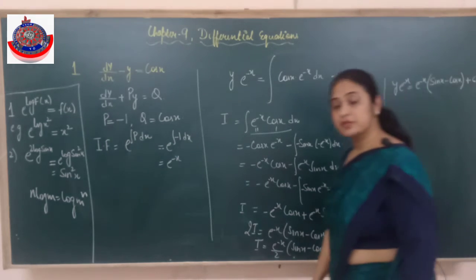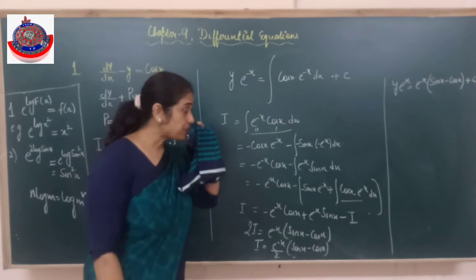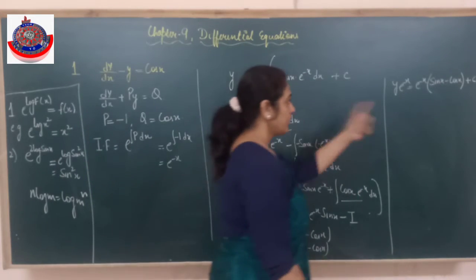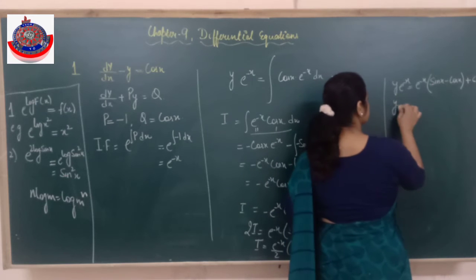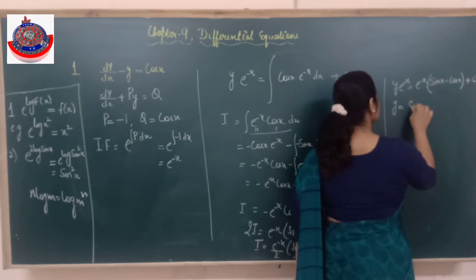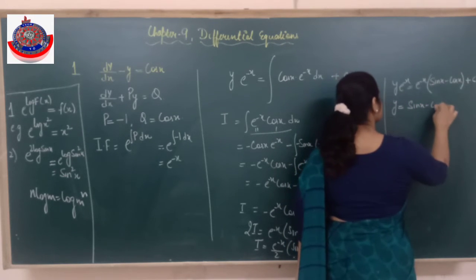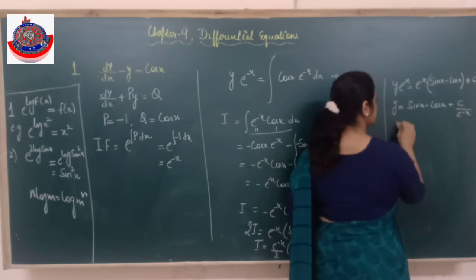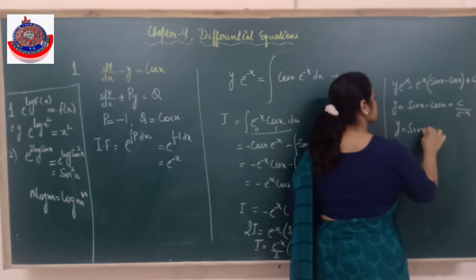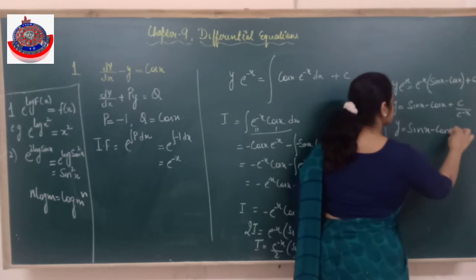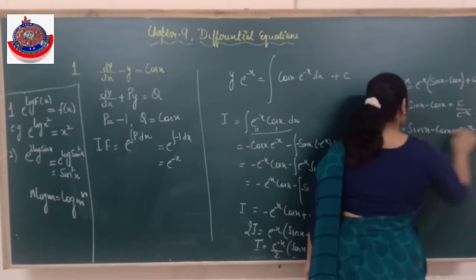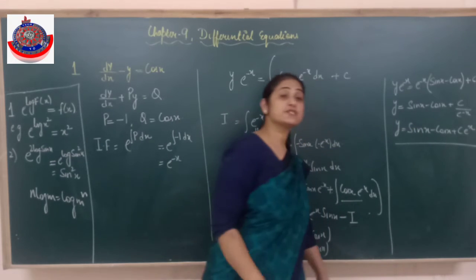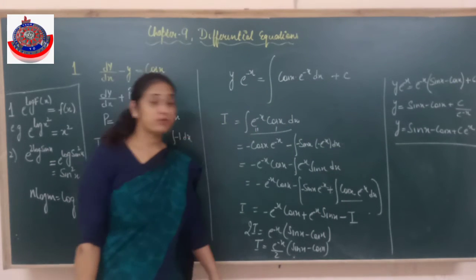You want to solve it further? I can. E raised to power minus x, if I divide, gone from here also. Cos x. So we can write it in this form also. Is this clear to everyone?